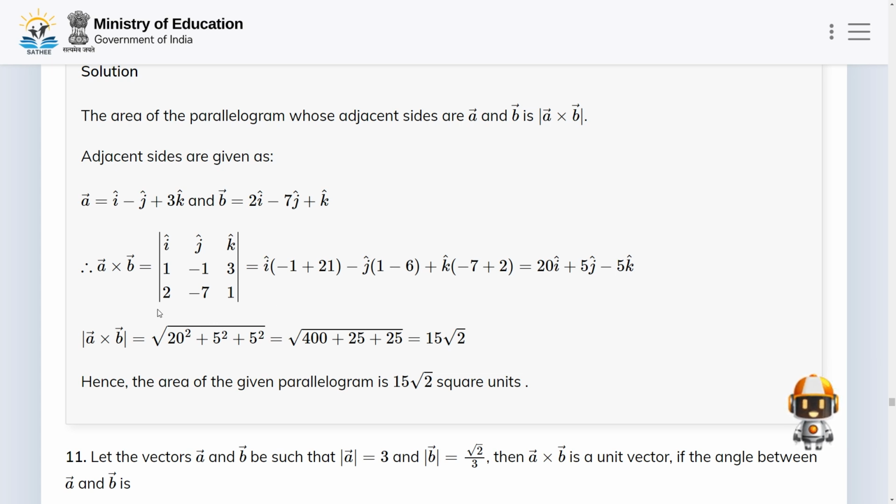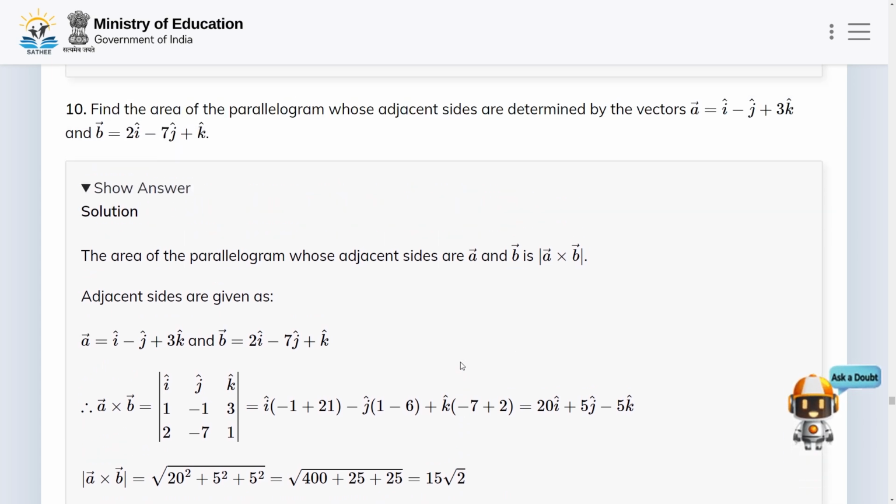Now the magnitude will be root of 20 square plus 5 square plus 5 square. This means root of what? 400 plus 25 plus 25. In other words, 15 times root 2 will be your answer. Clear? I hope it is clear to you. As the information is already given to you, the adjacent sides are determined by the vector A and vector B.